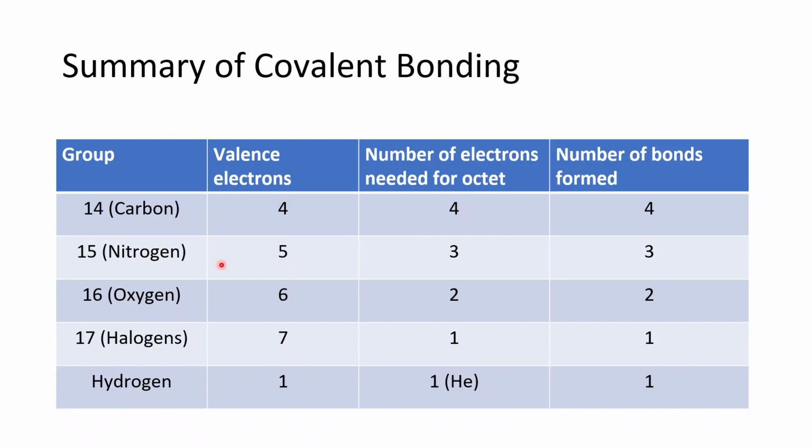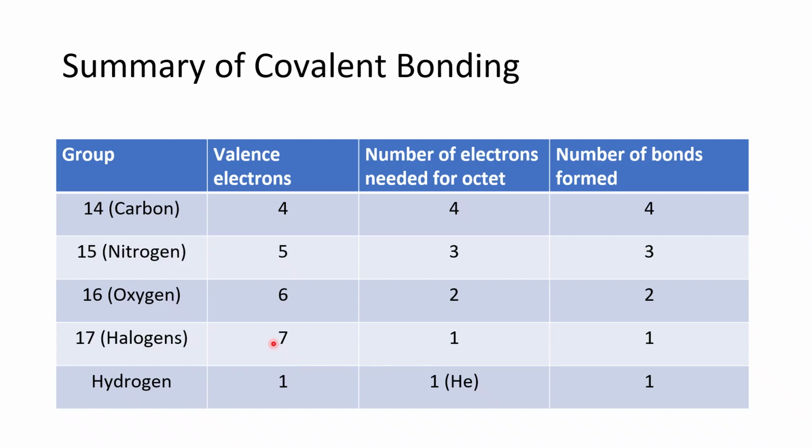All right. So at the end of the day, carbon, because it has 4 valence electrons and needs 4 more to have an octet, will always make 4 bonds when it's doing a covalent bond. Nitrogen has 5 valence electrons. It needs 3 more to have an octet, or 8. So it will always make 3 bonds. Oxygen has 6 valence electrons. It needs 2 more to have a total of 8. So it'll always make 2 bonds.